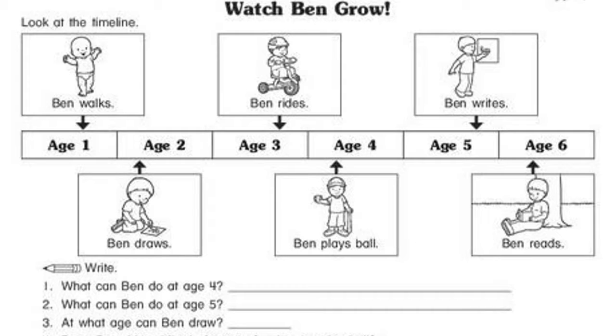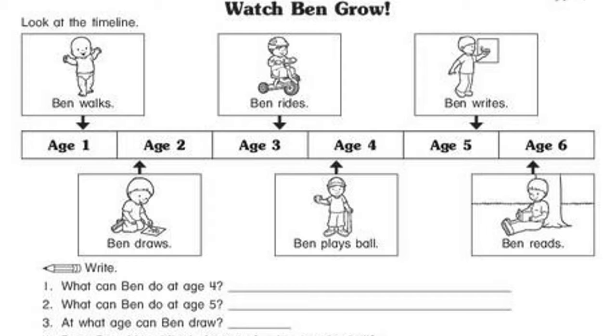Good luck! Okay, nonfiction readers, let's check your understanding of chronological order using a timeline. Number 1, what can Ben do at age 4? At age 4, Ben plays ball. What can Ben do at age 5? At age 5, Ben writes. At what age can Ben draw? Ben can draw at age 2.